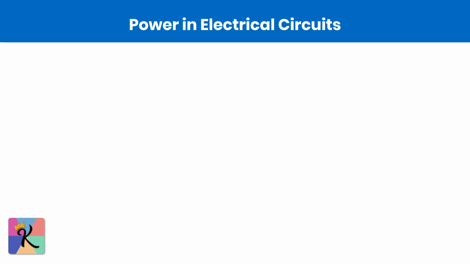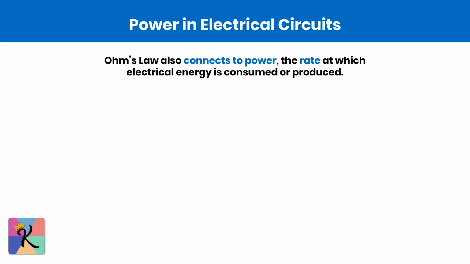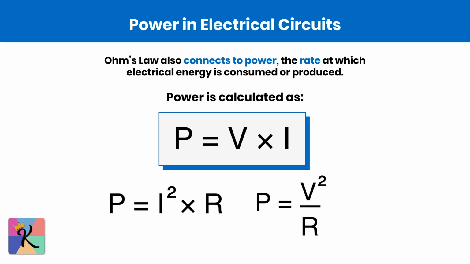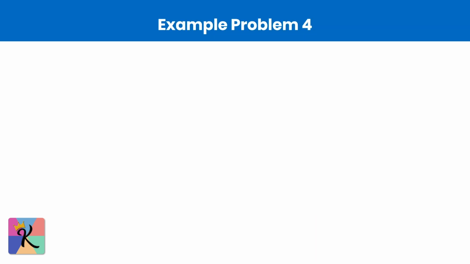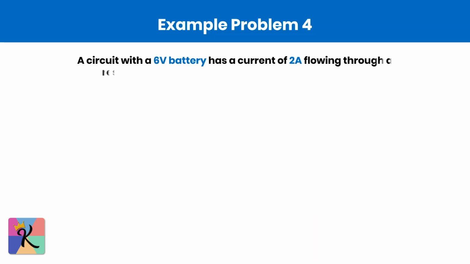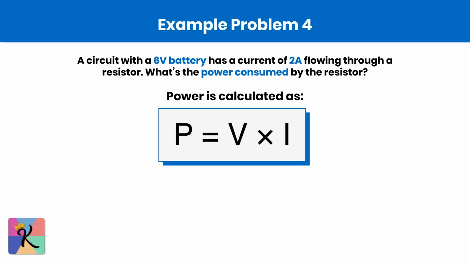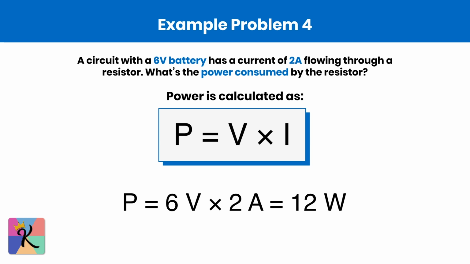Power in electrical circuits. Ohm's law connects to power, which is the rate at which electrical energy is consumed or produced. Power is calculated as P equals V times I. For resistors, you can also use the formulas P equals I squared times R, or P equals V squared divided by R. Example, a circuit with a 6-volt battery has a current of 2 amperes. What's the power consumed by the resistor? Using P equals V times I, P equals 6 volts times 2 amperes, which equals 12 watts.